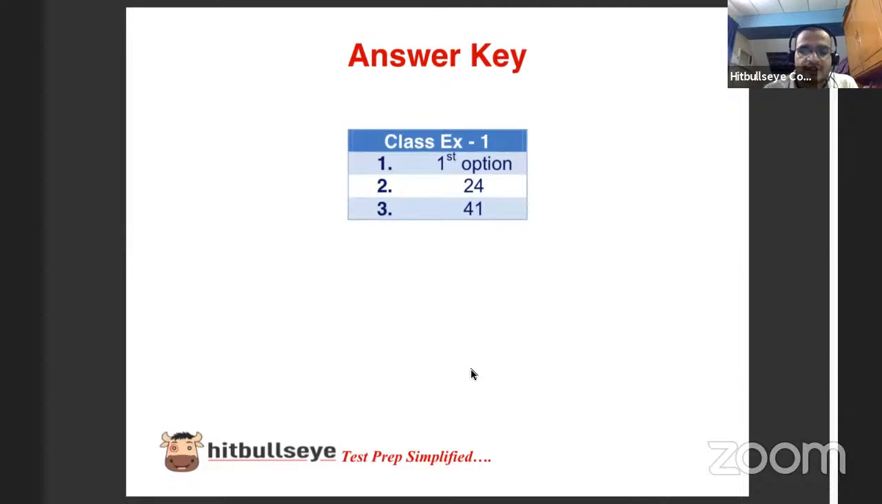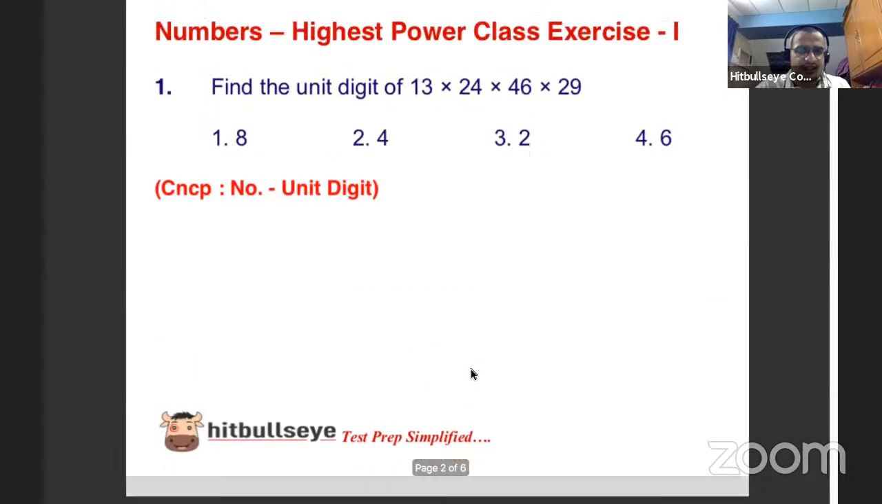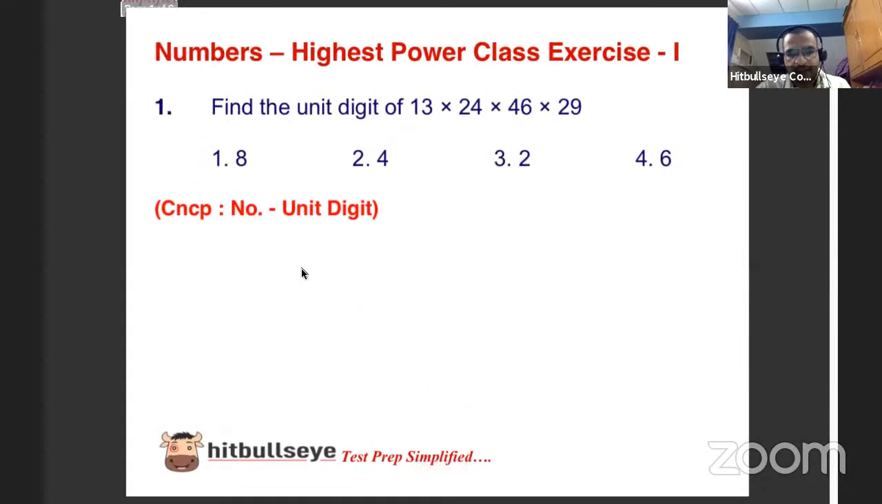Okay, here are the answers. First is first option, second is 24, third is 41. Please confirm how many of you got all three right. Perfect, Shivam. Others? Ruby, all correct. Archana, all. Sambit, all. Smihan, 2 out of 3. Okay, Smihan, please tell me which question you could not get right.